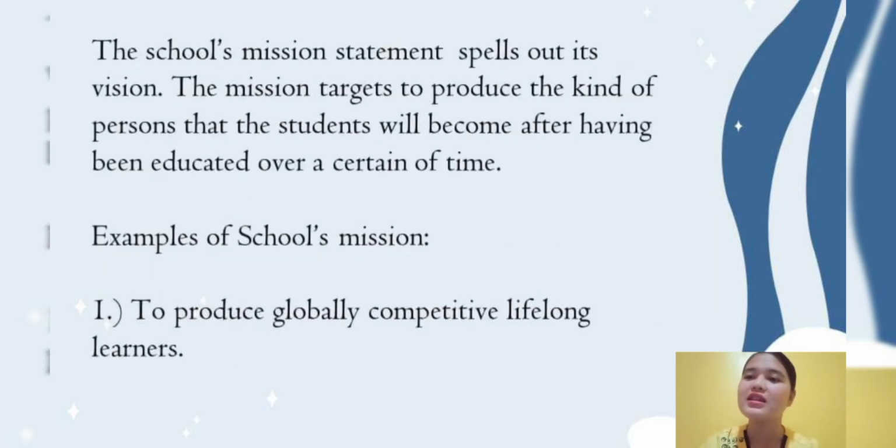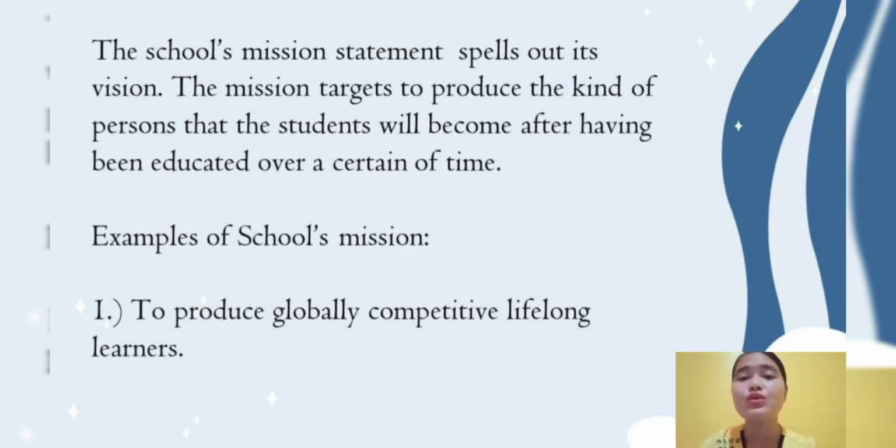So next, the school's mission statement spells out its vision. The mission targets to produce the kind of persons that the students will become after having been educated over a certain period of time. So here, the school's mission statement is about the aim or the desired result in the school institution, as what I have said earlier.